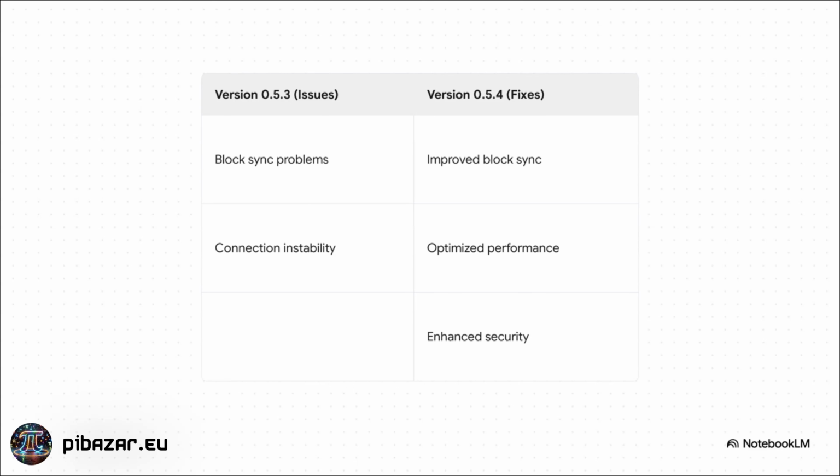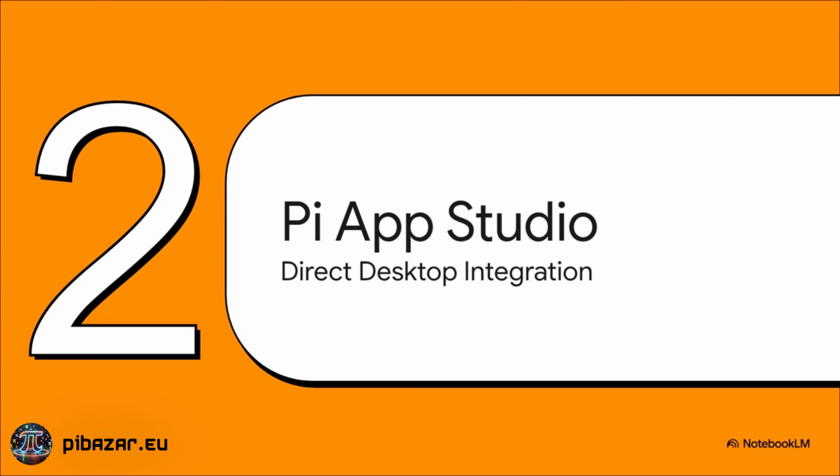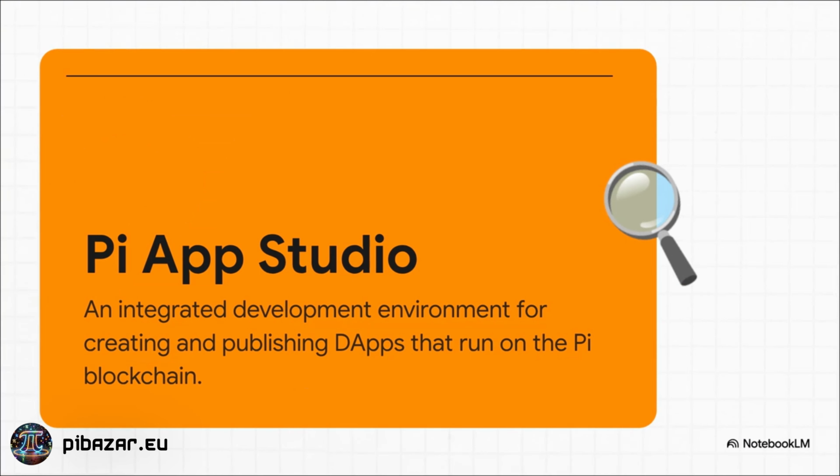But you know, the fixes are really just the beginning. Because the real star of the show here is the official integration of the Pi App Studio right into the desktop app. And this, my friends, is a total game changer for the whole ecosystem. So what is the App Studio exactly? Well, think of it like the official workshop for developers. It's this all-in-one platform that gives builders all the tools they need to dream up, create, and launch dApps that live and breathe on the Pi blockchain. This is what helps move Pi from just being a currency to being a living, breathing ecosystem.